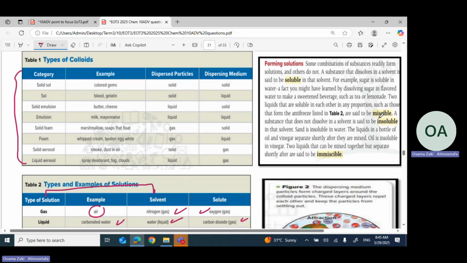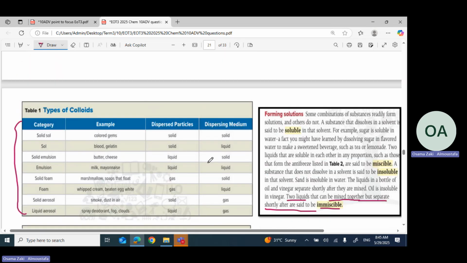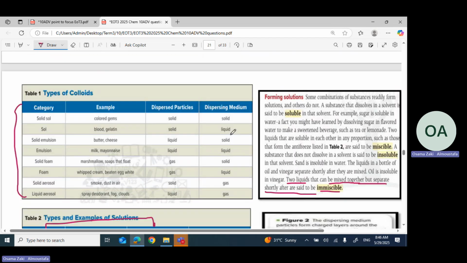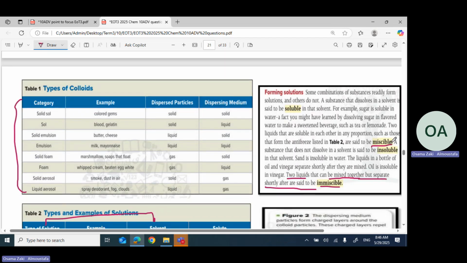And here we have miscible and immiscible. Immiscible is when you have two liquids that can be mixed together but separate shortly after a period of time. So this is the definition of immiscible. And we have miscible, like vinegar and water. When you mix them, two liquids are soluble in each other in any proportion. So you can mix them, like water and antifreeze.